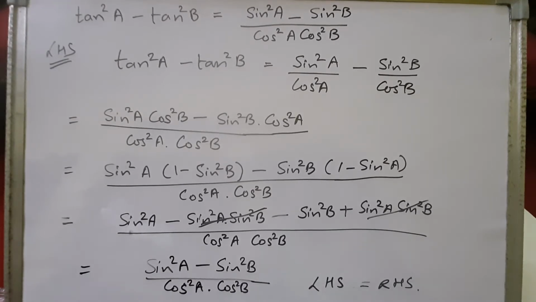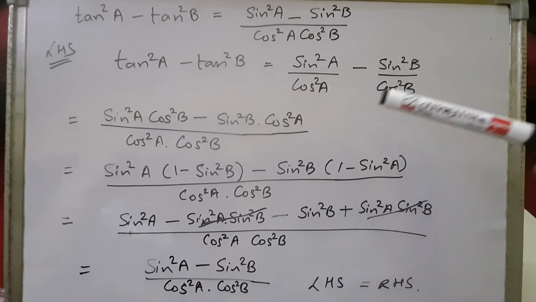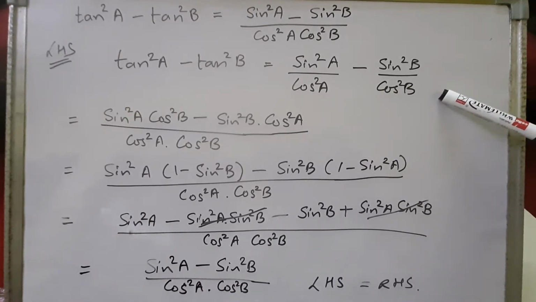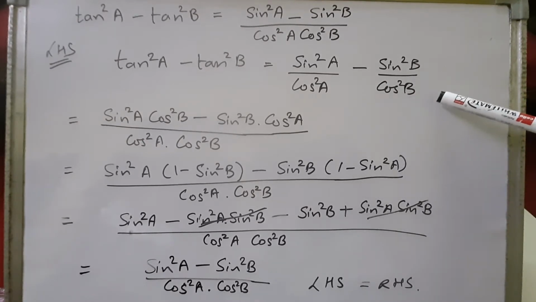Let's say the left hand side is given, tan square a minus tan square b. When we convert tan square a, we can write it as sin square a upon cos square a, and when we convert tan square b, it will be converted to sin square b upon cos square b. Now here we get sin square a upon cos square a minus sin square b upon cos square b.